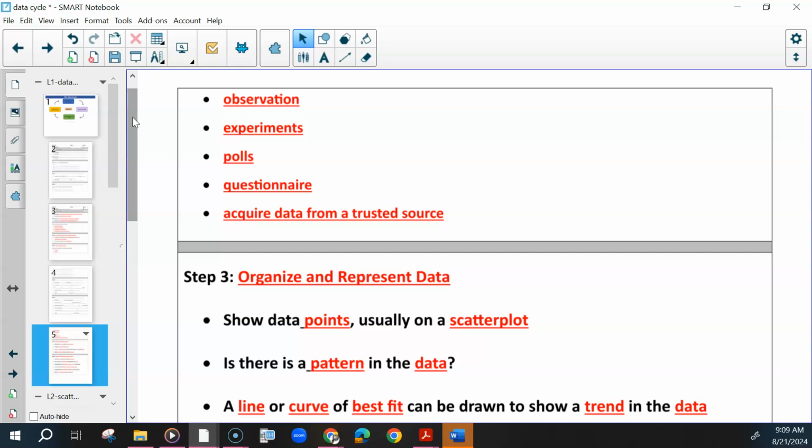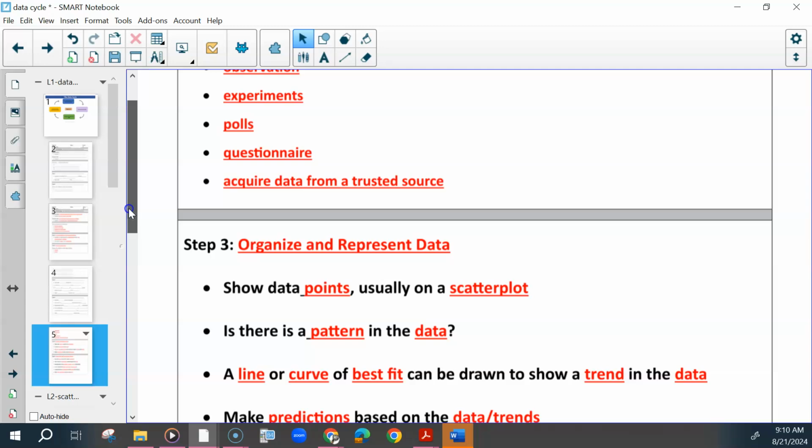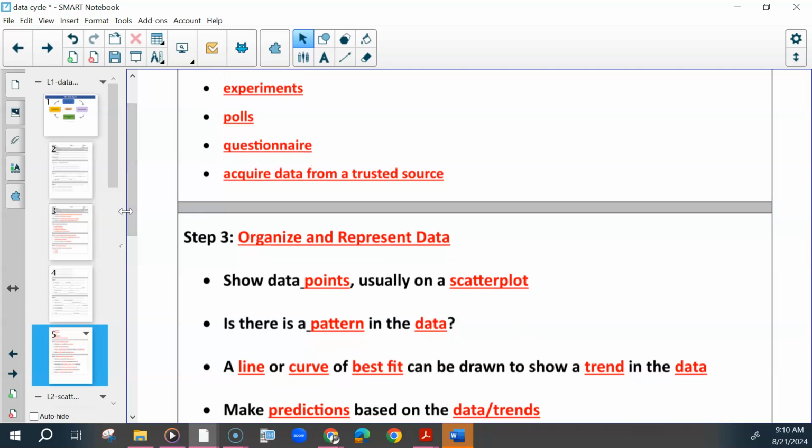And then when we're representing, we're looking for, is there a pattern in the data? We may see, or later we're going to find, lines or curves of best fit that can be drawn to show a trend in the data. We talked about positive and negative correlations earlier in the warm-up, and that's where those stem from.